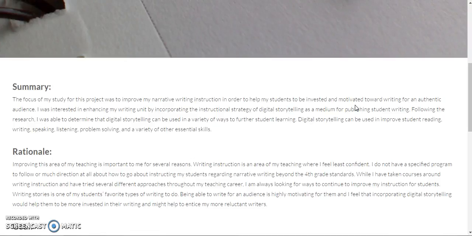I didn't know much about digital storytelling to begin with, and then I realized I knew even less than I thought that I did. So I realized that it can be used as a tool for not only improving writing, but also reading, speaking, listening, and many of the 21st century skills that we would like our students to have. So the more I looked into this instructional strategy, the more confident I felt that this was the direction that I would like to go with and to offer that to my students.